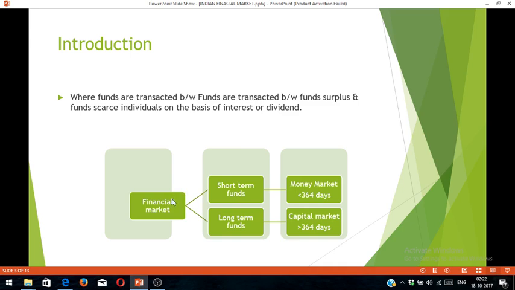If you talk in detail about the financial market, there are two types of funds generally required in the financial market.